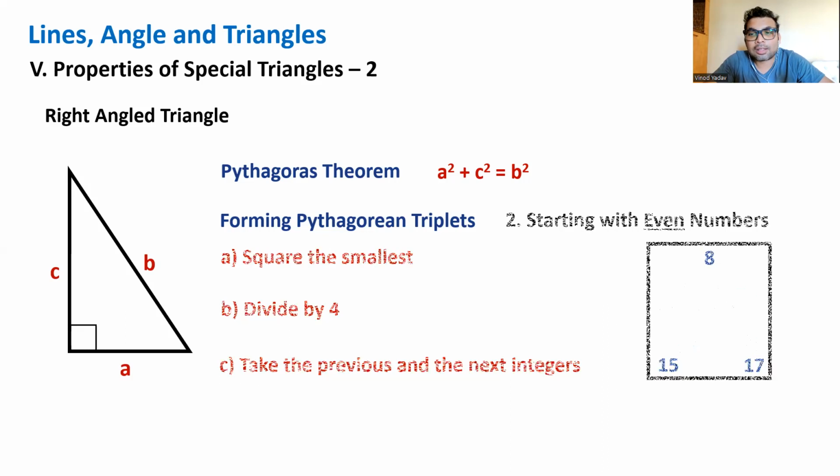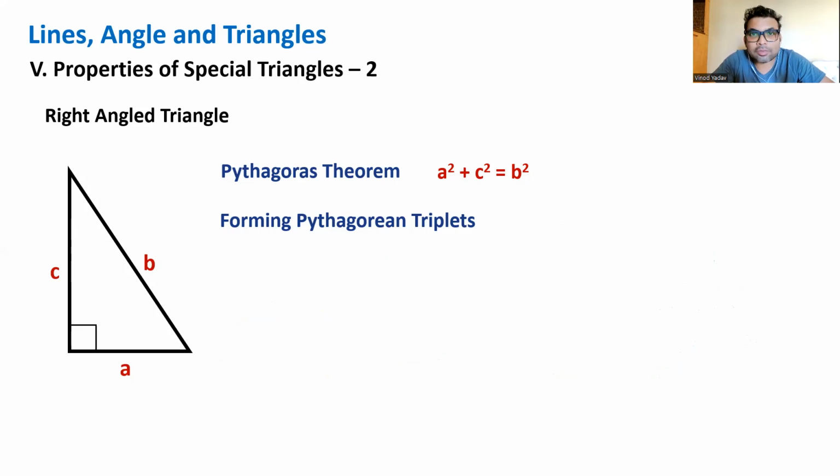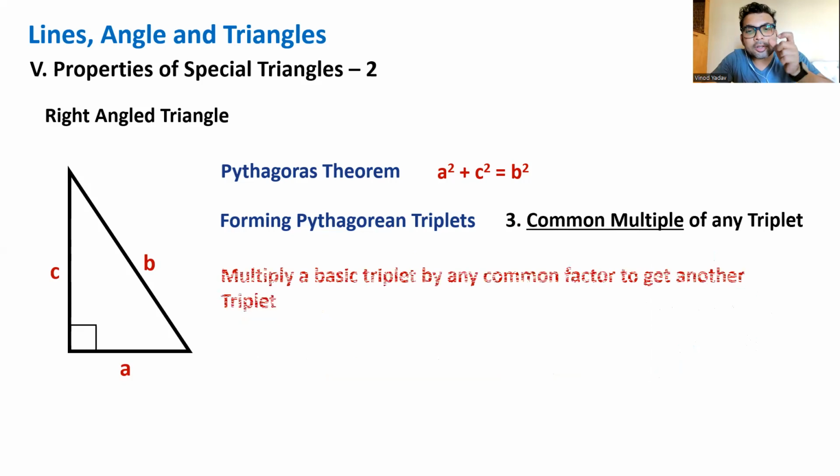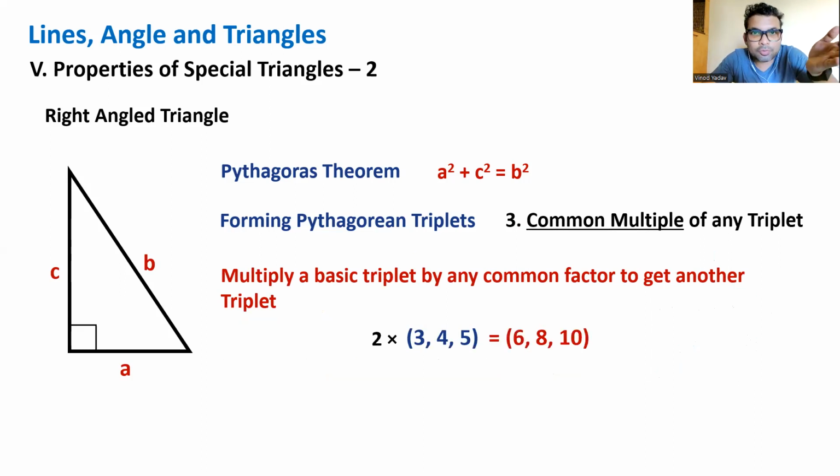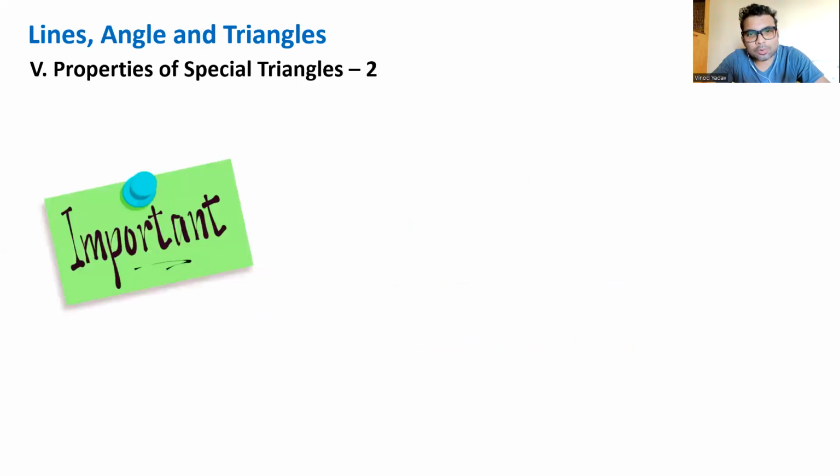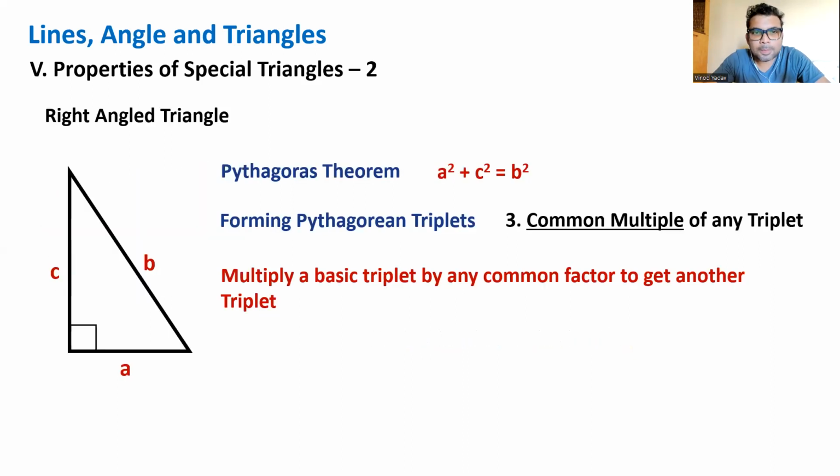All right. One more interesting fact which you should know: if you take a triplet and multiply it by the same number, that common multiple of any triplet will also be a triplet. So just check. 3, 4, 5 was there, 6, 8, 10 will also be. 5, 12, 13 into 3 is a triplet, and so on. Okay, got it?